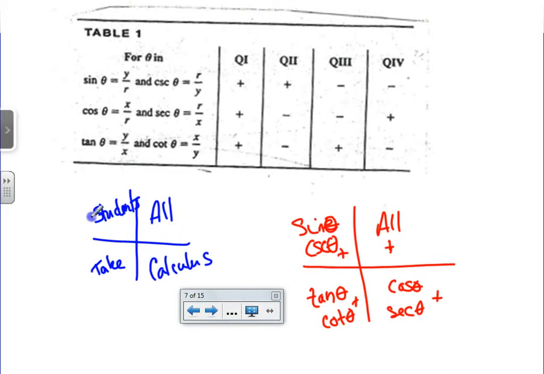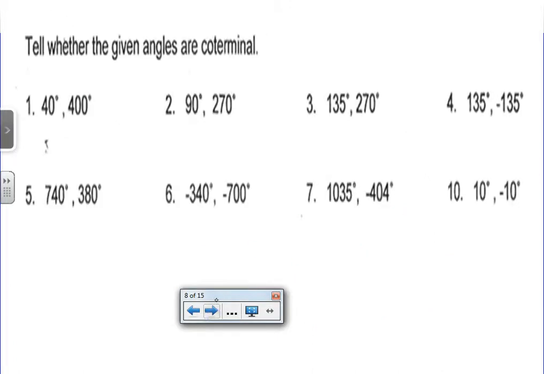Students, I want you to look at the S, and that's going to jog your memory that sine and its relative cosecant are positive. Take, I want you to look at the T and realize I'm referring to the tangent and its relative, the cotangent. And then Calculus, look at the C, and it's going to remind you that cosine and its relative secant are positive. You're going to have that memorized. Otherwise, you've got to get creative and come up with the answers every time.